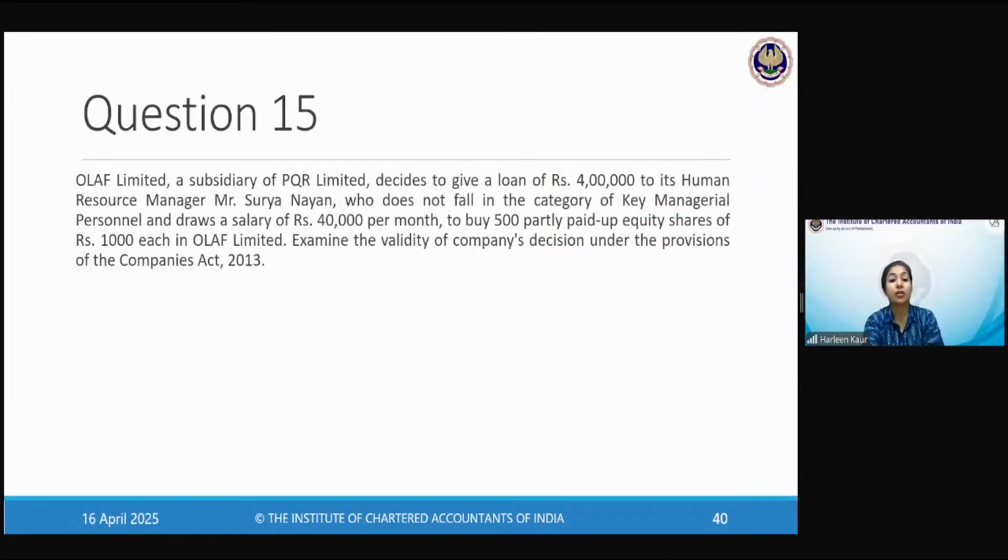QLAF Limited, a subsidiary of PQR Limited, decides to give a loan of rupees 4 lakh to a resource manager, Mr. Surya Narayan, who does not fall in the category of KMPs, and draws a salary of 40,000 per month, to buy 500 partly paid up equity shares of rupees 1,000 each. Examine the validity of the company's decision under the provisions of the Companies Act.